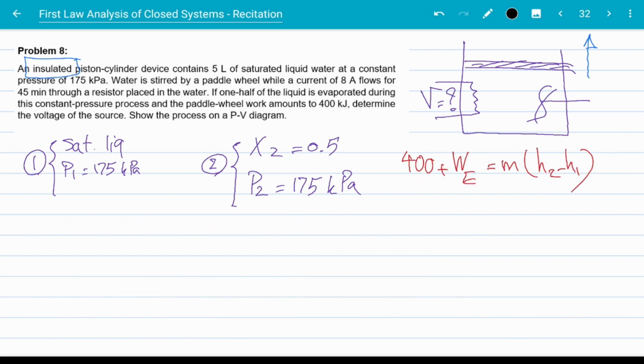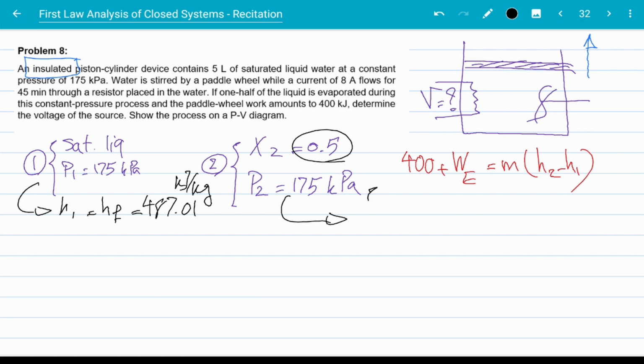So let's do it. At state 1, we know that we are dealing with saturated liquid at 175 kilopascals. So the enthalpy at the initial state is the enthalpy of saturated liquid at that pressure, which if you read from tables is 487.01 kilojoules per kilogram. Now for state 2, because of the saturated mixture and the quality, we need both h_f and h_fg at 175 kilopascals. h_f we already know is 487.01. h_fg is 2213.1, both in kilojoules per kilogram.